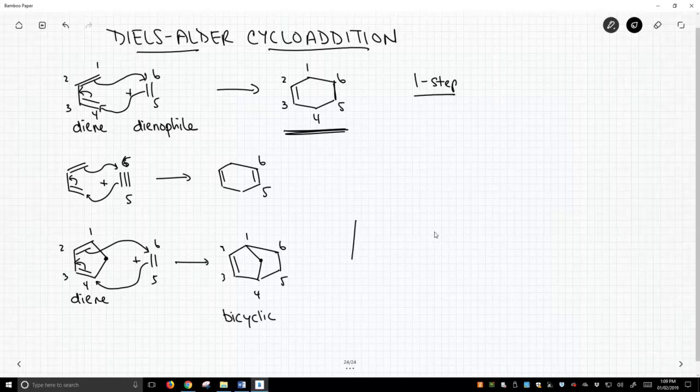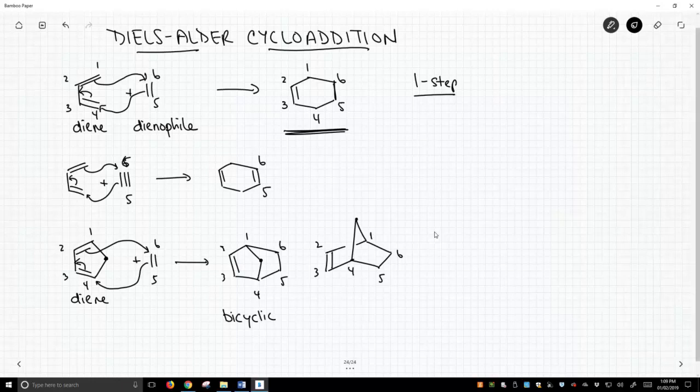When people draw this, they draw it a little bit differently. They draw it kind of like this. So here's carbon 1, 2, 3, 4, 5, 6. And here's that extra CH2 that's bonded to 1 and 4. So this is probably a clearer way to represent the three-dimensionality of this bicyclic structure within the limits of having a two-dimensional writing surface.